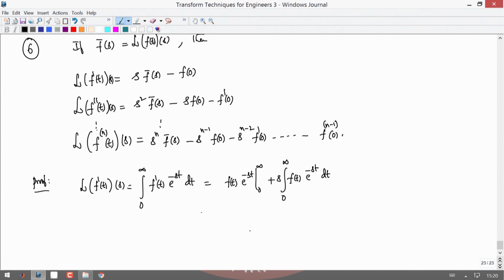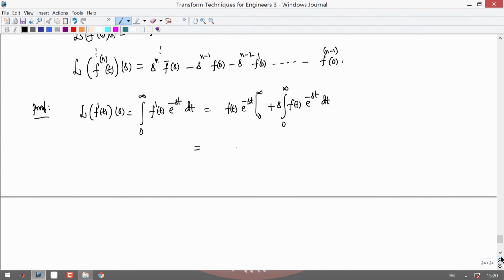So this is exactly equal to f at infinity. f is a continuous function of exponential order, and because s is bigger than the exponential order of this function f, at infinity this quantity is going to 0. So what you have is minus f at 0, and this is going to be plus s times f bar of s. So if you rewrite, you have s f bar of s minus f at 0.